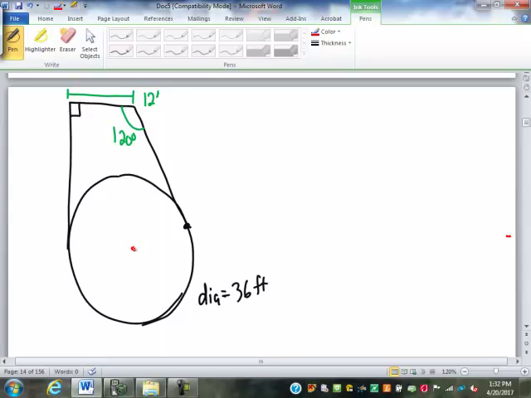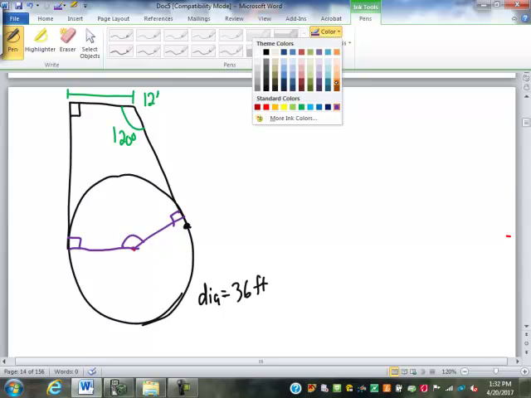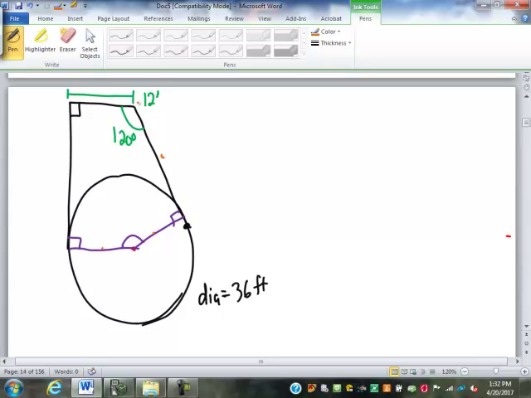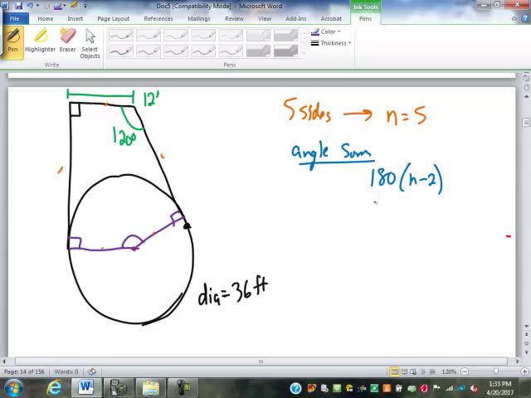Well, we're going to have some right angles. Let's draw them in. From the center of our circle, we got a right angle there. Got a right angle there. Guess what? We know that angle. How do we know that angle? This is 1, 2, 3, 4, 5 sides, right? If it's 5 sides, that means n equals 5. So the angle sum is 180 times n minus 2. Which would be 180 times 5 minus 2. 5 minus 2 is 3. 180 times 3 is 540 degrees.